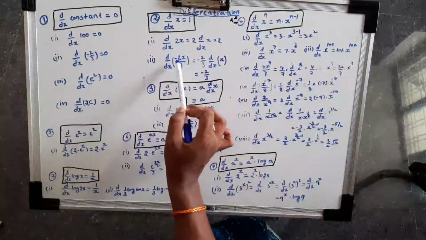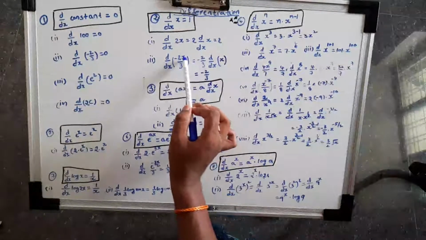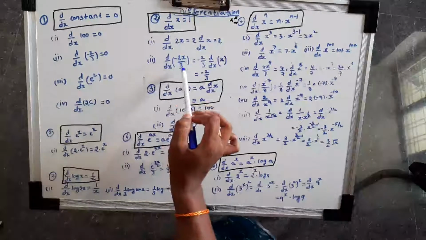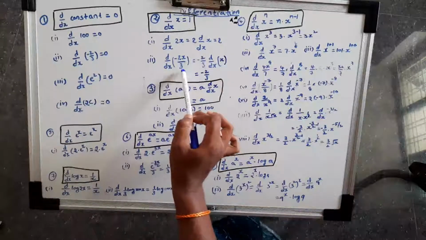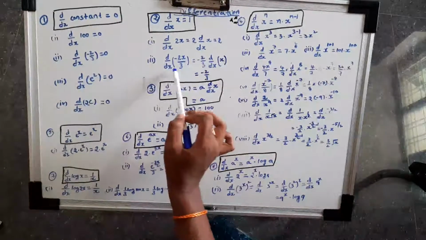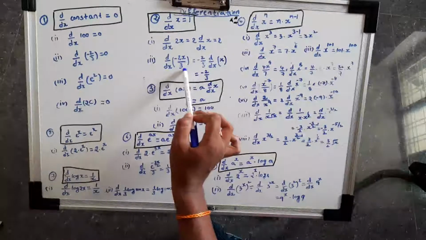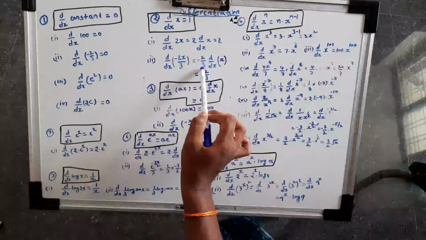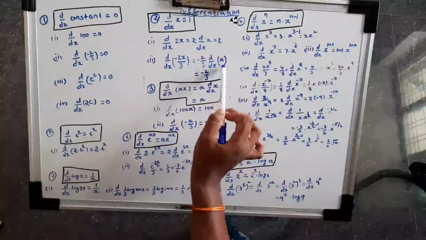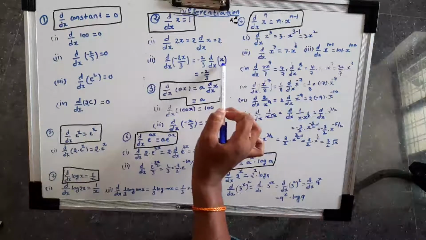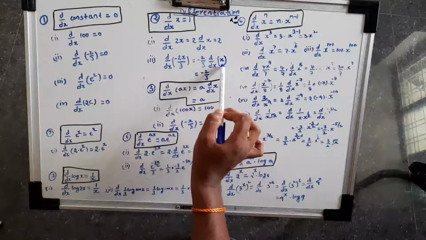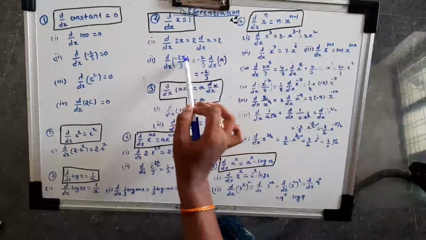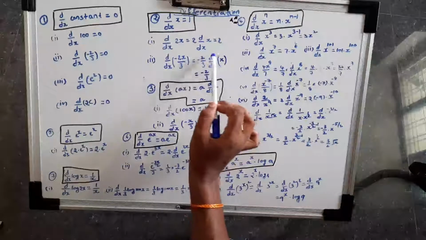Next problem, d by dx of minus 2x over 3. Here x is a variable, but before x one constant is there, minus 2 over 3, so we cannot directly apply the differentiation. We should write the constant outside first, because inside the differentiation there should be only variables and no constants. So minus 2 over 3, and after that d by dx of the remaining variable x. We know d by dx of x is 1, so the answer is minus 2 over 3.